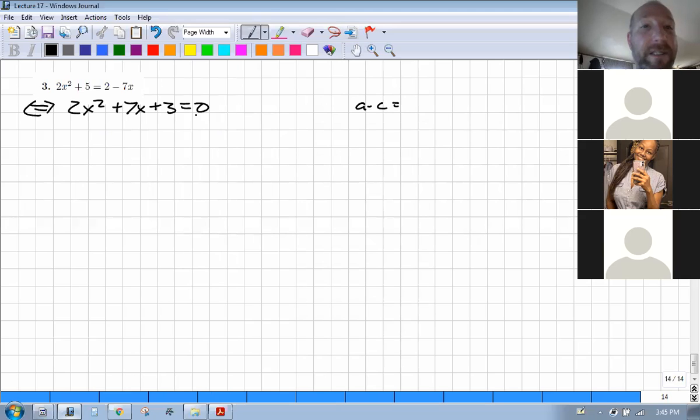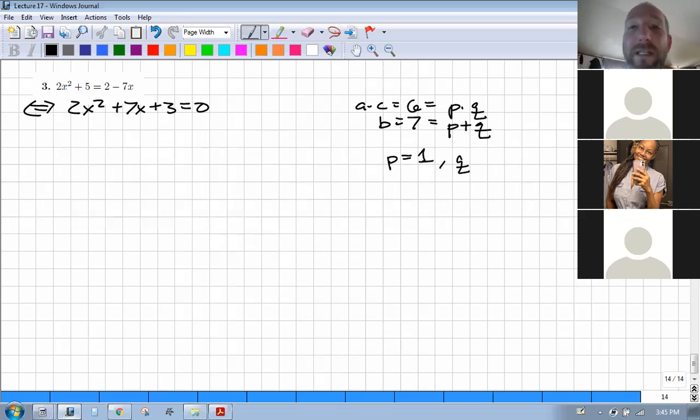Our A times C is 6. So we need 2 numbers that multiply to give us 6. Our B here is 7. Our 2 numbers need to add to be 7. So if we let P be 1 and Q be 6, those multiply to give us 6, and they add to be 7. So we'll take our 7x and rewrite them as 1x plus a 6x.